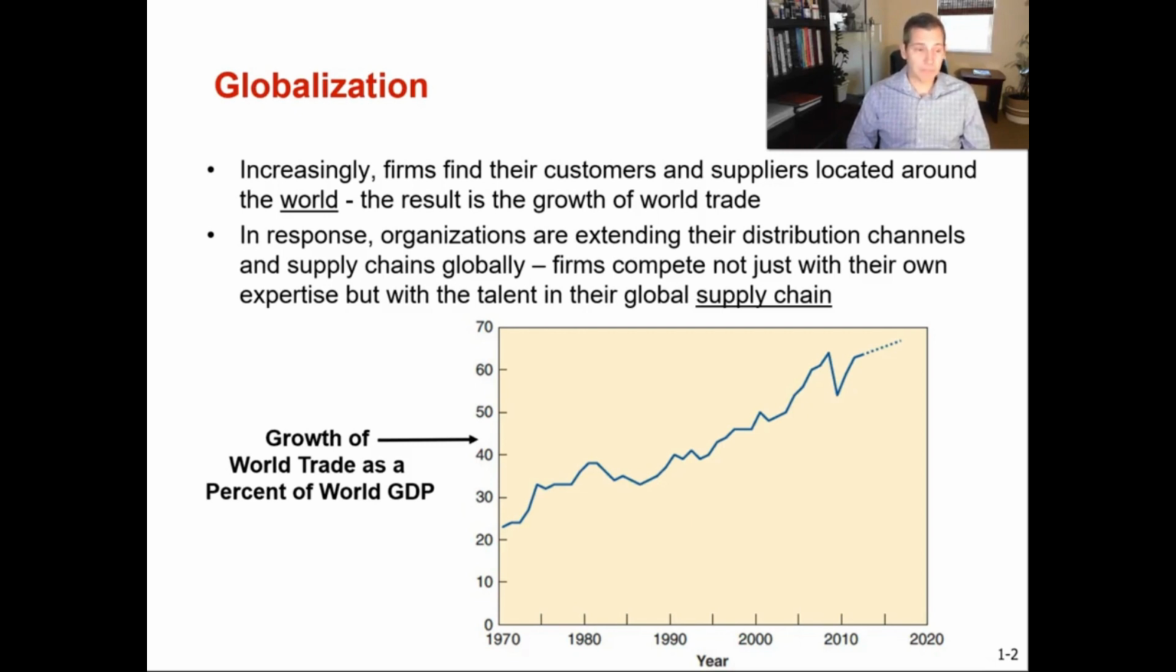So globalization: increasingly, firms find their customers and suppliers are located all around the world. This is the result of that growth of world trade. In response, organizations are extending their distribution channels and supply chains globally, and firms compete not only with their own expertise, but with talent within the global supply chain.